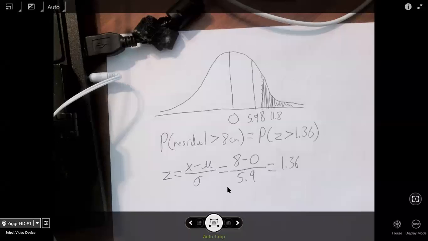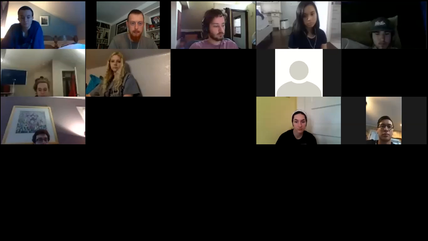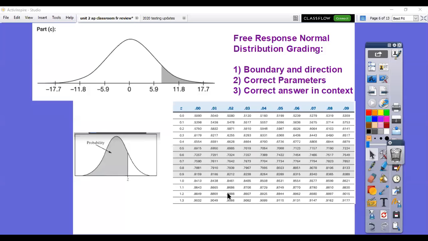So actually, I didn't want to show you that. I wanted to show you this. Okay, so 1.3, and then the hundredths place is 0.06. So that 0.9131, that can't be the answer. That doesn't make any sense. What do we need to do in order to get the answer?